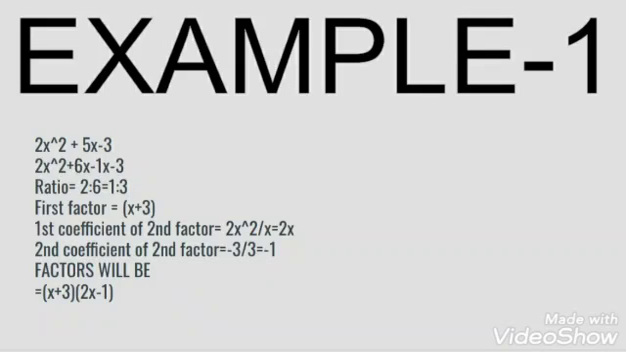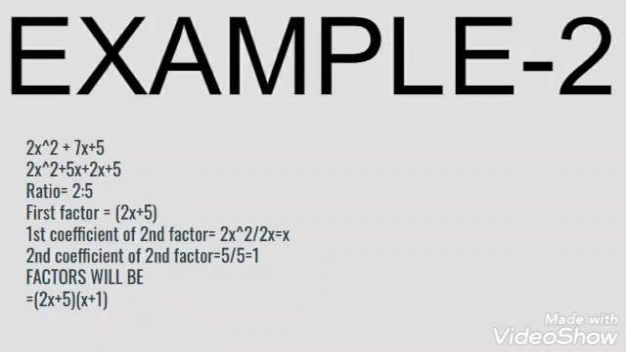Example number 1, 2x square plus 5x minus 3. After splitting the middle term, we have finally got 2x square plus 6x minus 1x minus 3, and the ratio of 2 and 6 is 1:3, and therefore the first factor will be x plus 3. The first coefficient of the second factor is obtained by dividing 2x square by x, which gives us 2x, and the second coefficient of the second factor is minus 3 by 3, which gives us minus 1, and therefore the factors of 2x square plus 5x minus 3 will be x plus 3 and 2x minus 1.